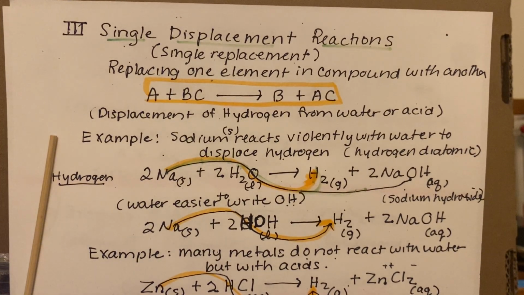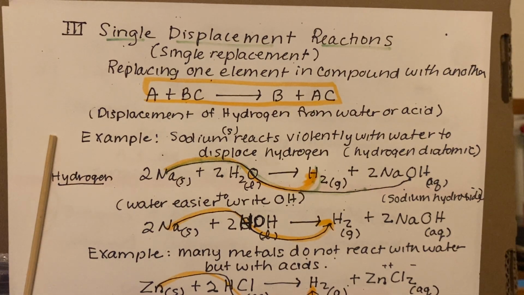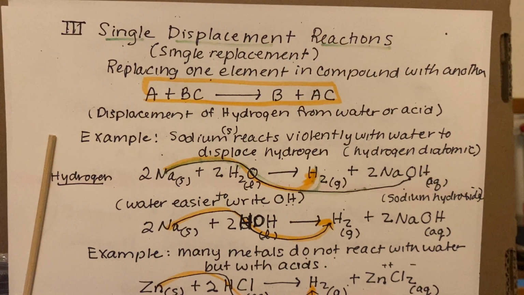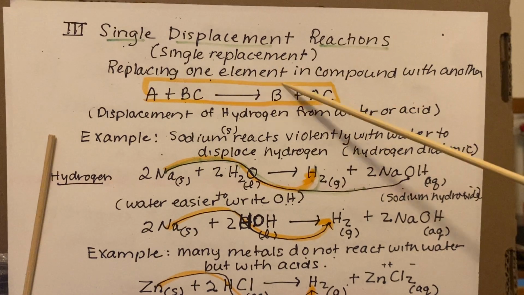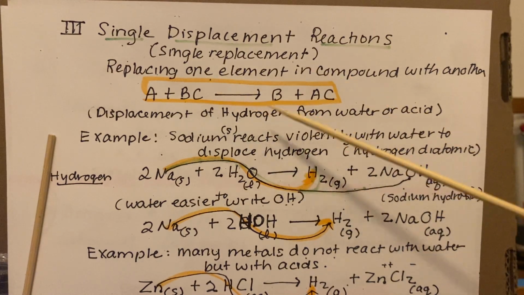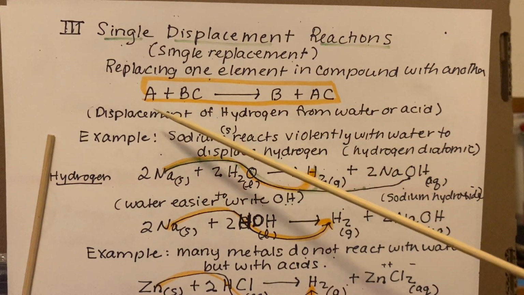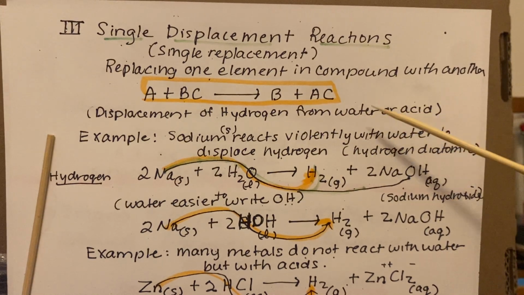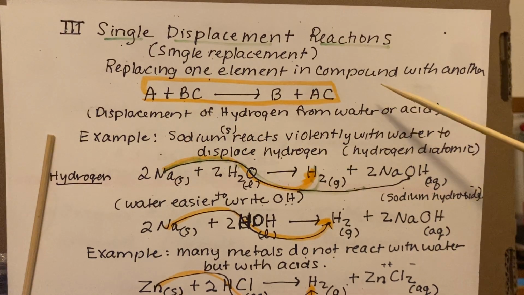So we're going to talk about two others, single displacement and double displacement. Single displacement is going to be one that's kind of harder to see. But basically, you're going to replace one element in the compound with another. Displace means replace, kind of. So it's a displacement of a hydrogen from water or acid, usually. This is a type of displacement.